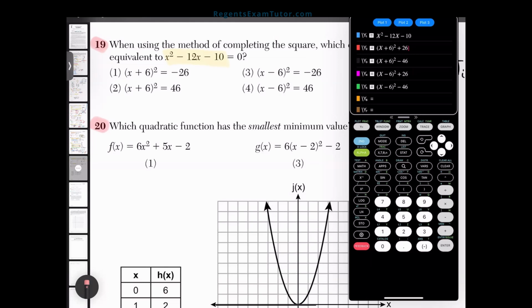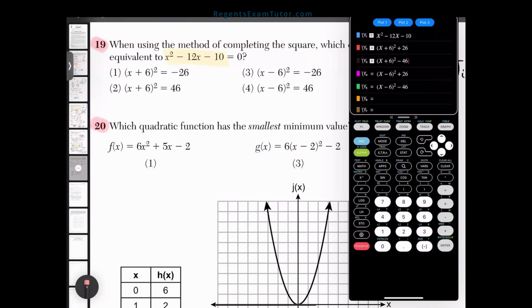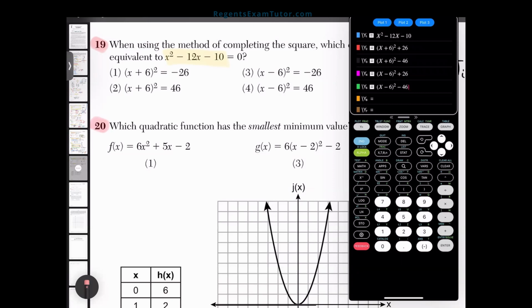So to do that, we're just going to turn off some of the other ones, and then we'll go back to the graph. So I could see the blue one arcs just below the origin right down there, and then curves back upwards towards the right of the screen. Let's see if we can identify which one of the colored ones goes over that. Hit graph again. So you could clearly see that the green one is an exact match to the blue one. And that green one was answer choice number 4, x minus 6 squared equals 46. So answer choice number 4 is correct for this one.